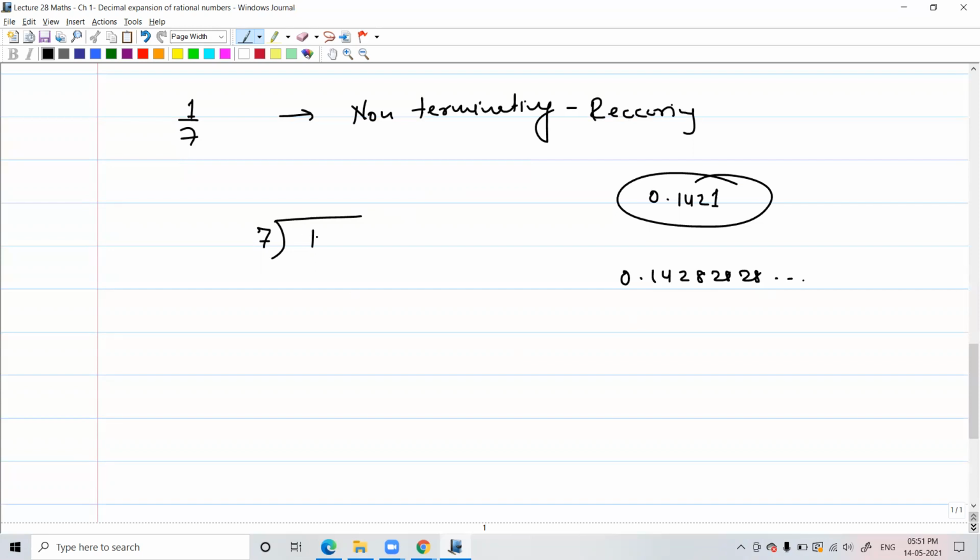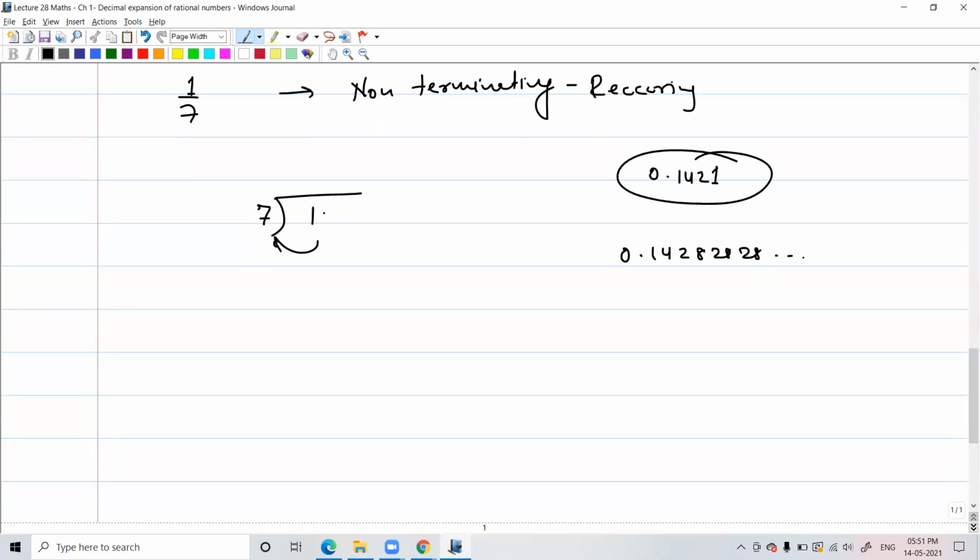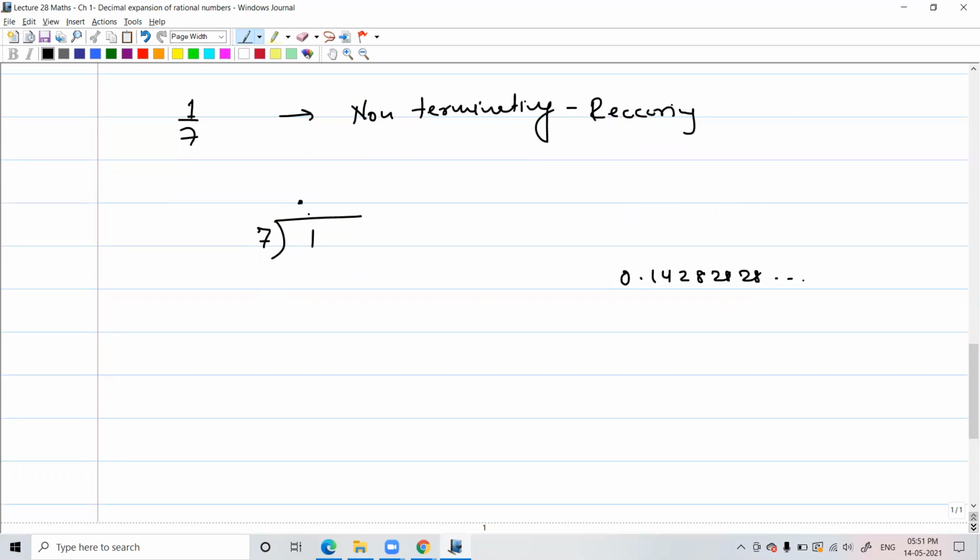Okay. So see, 7 is here. There's 1. 1 is already smaller than 7. So you can't do the division. So what do we do? We put a decimal. Sorry, sir, I did it. Yeah, it's okay, no problem. Making a mistake is not a problem. Never be sorry for making mistakes.